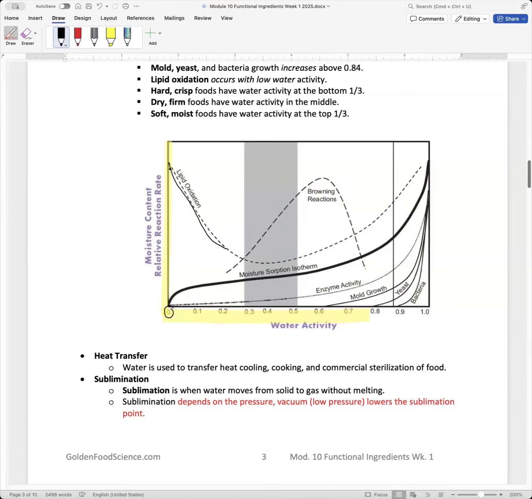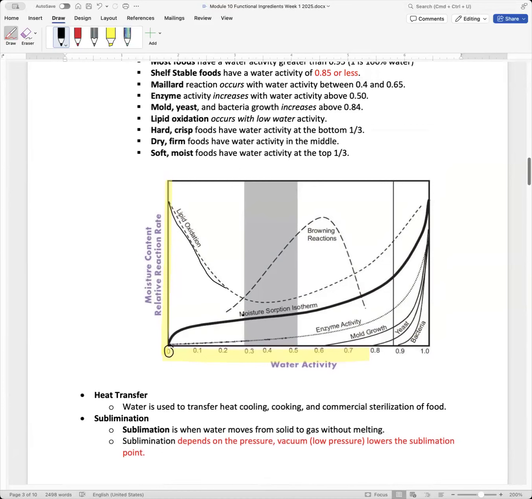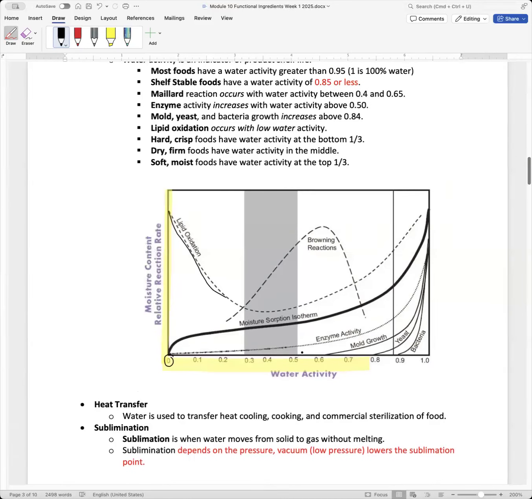So you can see that with a really dry food, rancidity is more likely to happen. And that makes sense to us if we think about potato chips. Potato chips are really dry and they go rancid pretty fast, the fat. So that's lipid oxidation. As water activity increases, right here. Let's go.